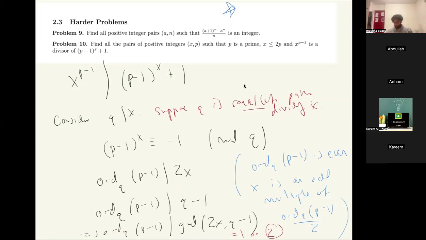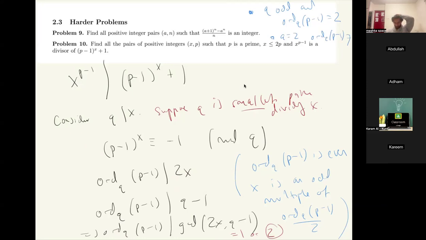You're right. So we can have two cases. One is q is odd, and the order mod q of p minus 1 is 2. Or we can have q is 2, and then the order is 1, but there's nothing really to say there. Okay, good.